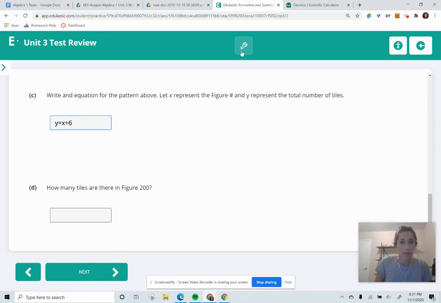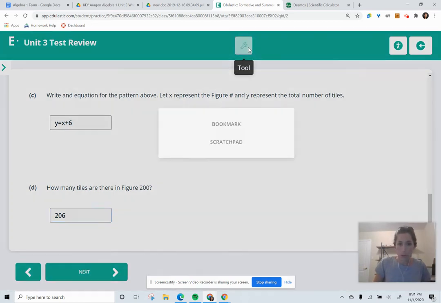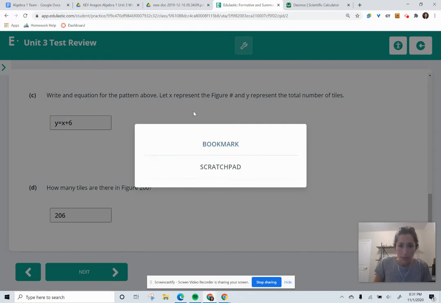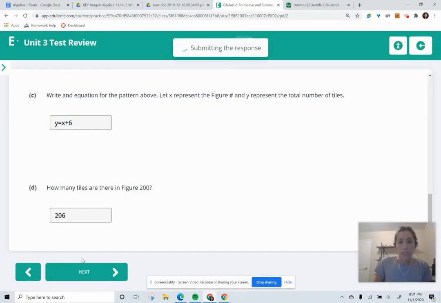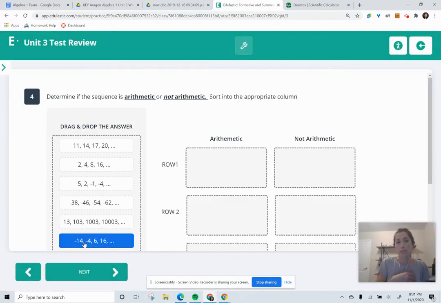And then for our last one, we're going to be plugging 200 into that equation. So essentially, I'm going to plug in 200 for x, and I would get 200 plus 6. So that would be 206. You can just type that in. And then when you go to the next question, you can always check these if you want. This one's not allowing you to check for some reason, but when you click next, it should say submitting response. Since it's a practice, you should be able to go back to it as well.